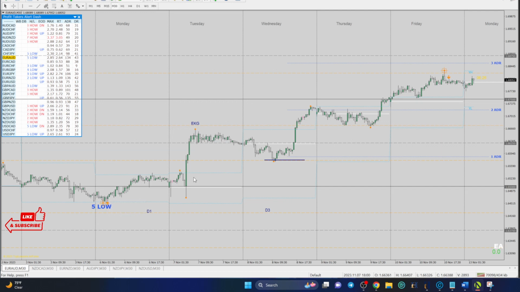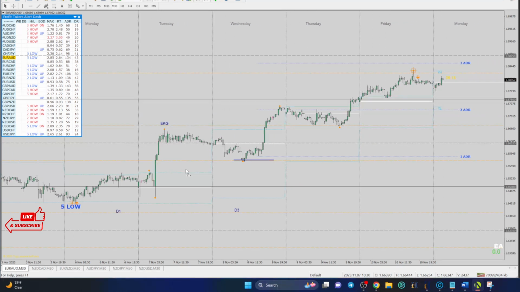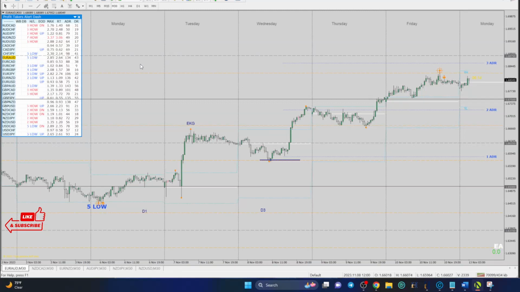Look at day 2. It has the EKG pattern, and it also ranged for the rest of the market. I think we had news that day as well. You have to consider all these things. Day 3, which was a Wednesday, and how convenient was day 1 a Monday, day 2 a Tuesday, and then day 3 a Wednesday. How convenient is that?